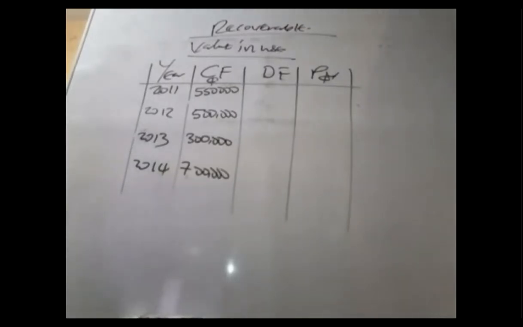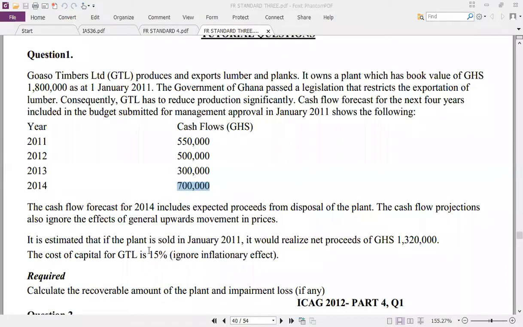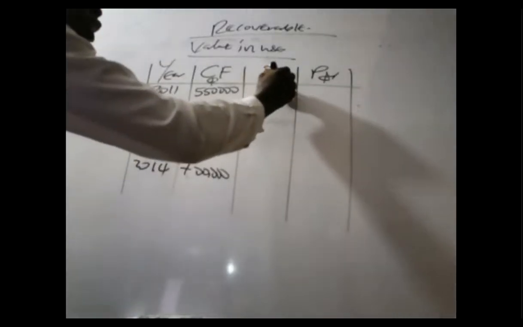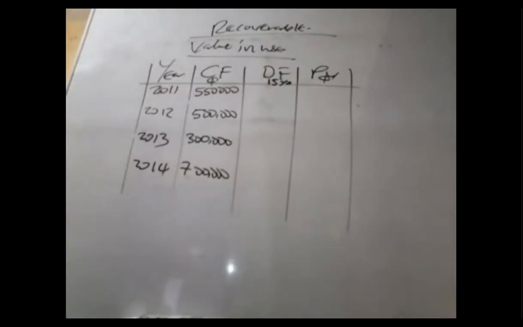Now the discount factor too, sometimes they don't give you the discount factor. They don't give you, so calculate the discount factor yourself. If the cost of capital is 15% a year, let's calculate the discount factor ourselves, 15%. So let's produce the discount factor for 15%.